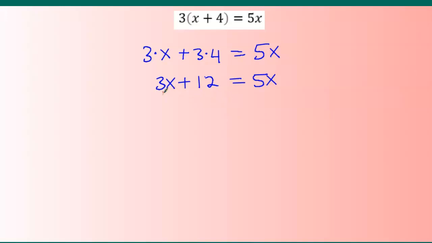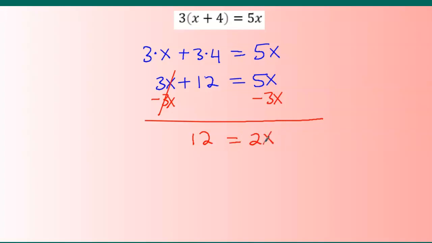The best way is to take the smaller to the bigger to avoid all that. So we will subtract 3x here, and we will repeat the same thing here. This 10 into 0, leaving us with 12. And here, 5 minus 3, leaving us with 2x. Divide here by 2, repeat the same thing here. 6 equals x, which you can write as x equals 6, and you're done.